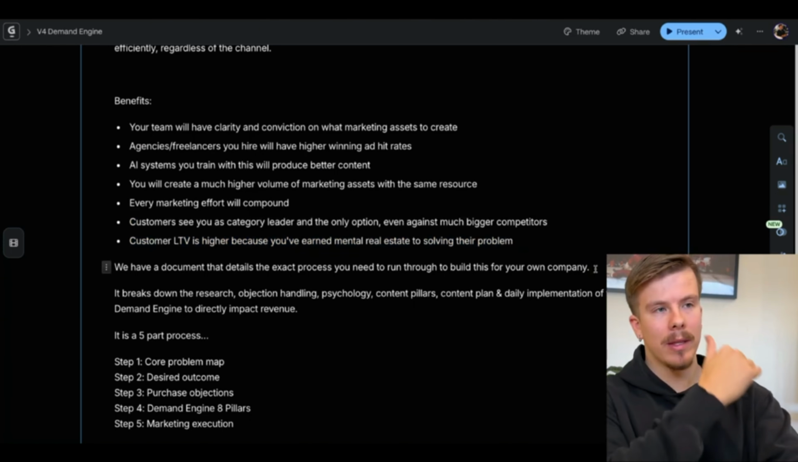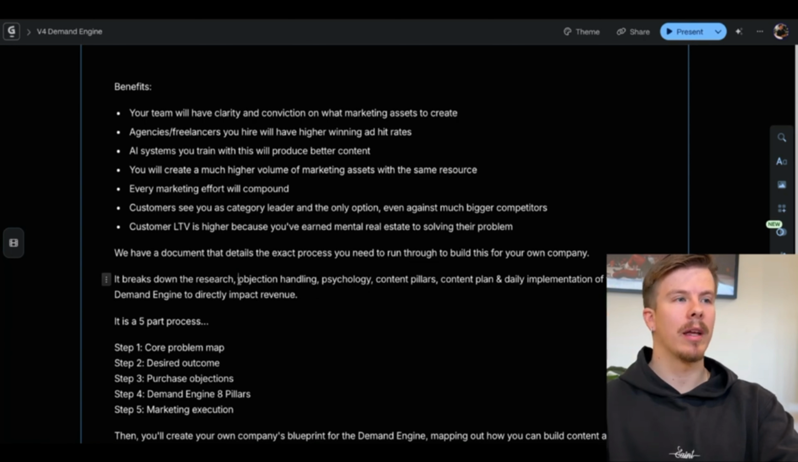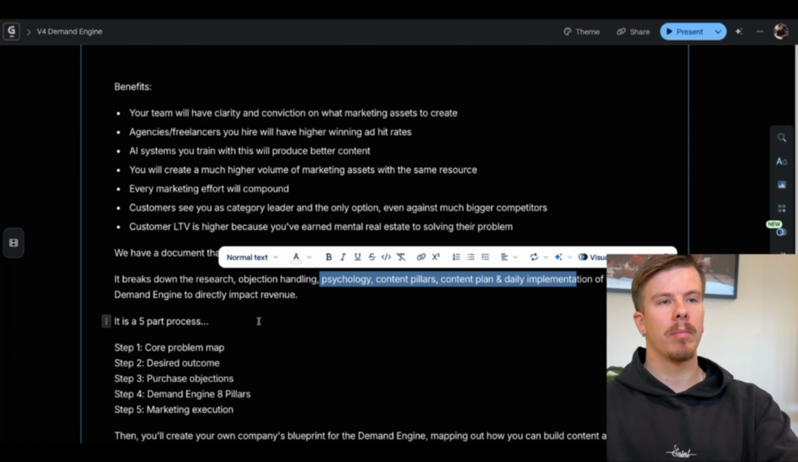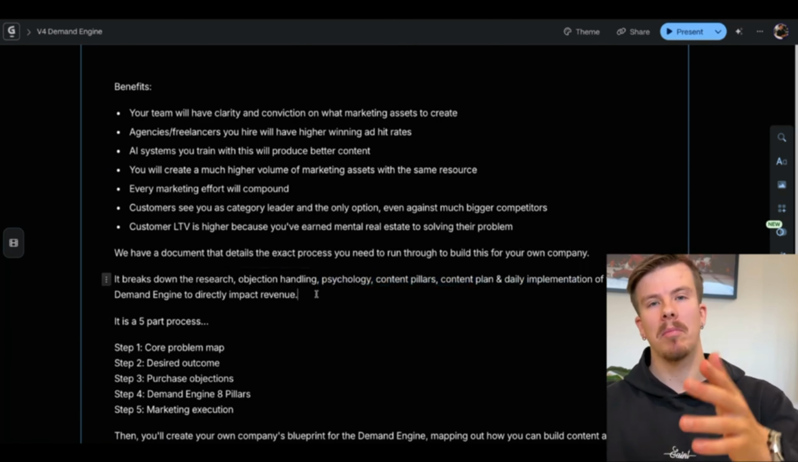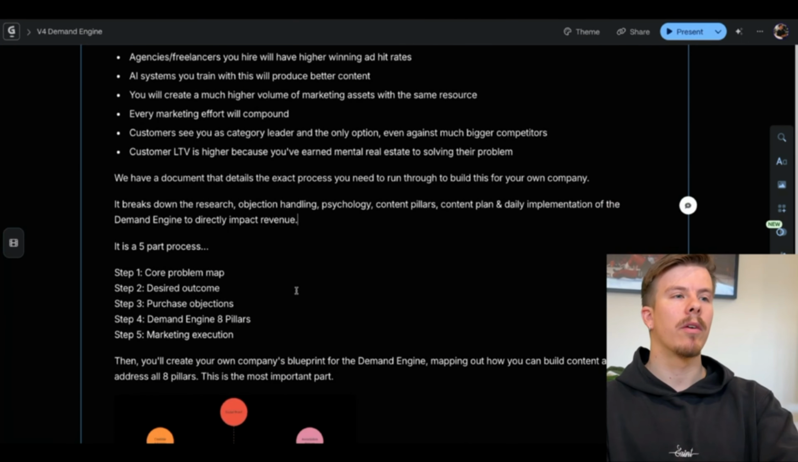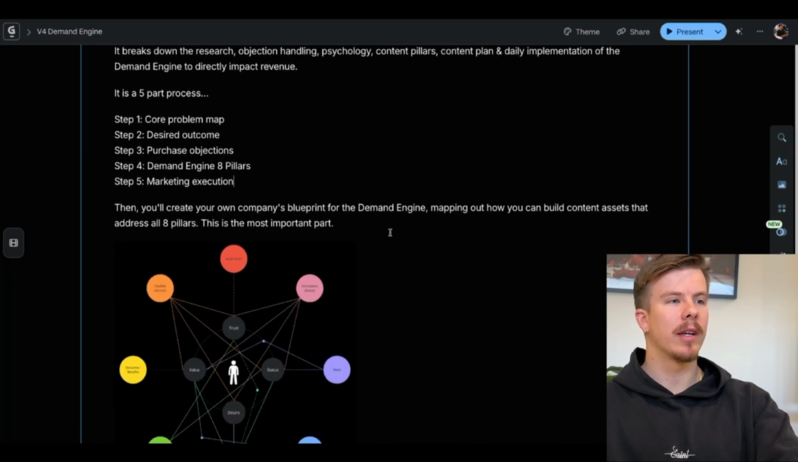So we have a document that details this process that you need to run through to build this for your company. It breaks down the research, objection handling, psychology, content pillars, content plan, and daily implementation of the demand engine to directly impact revenue and drop CPA, right? It's a 5-part process. You can have a look at this once you get access.